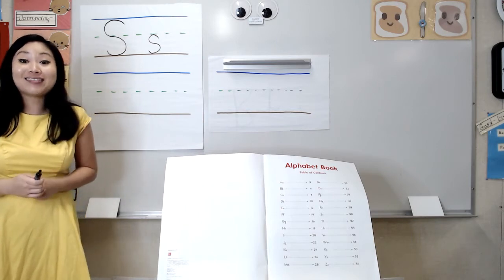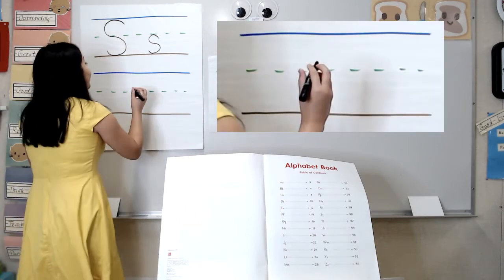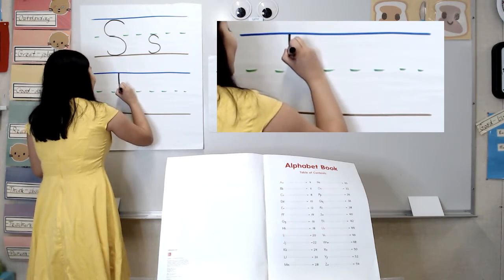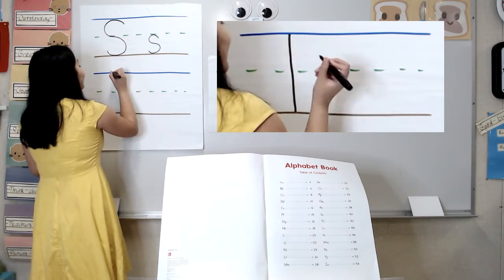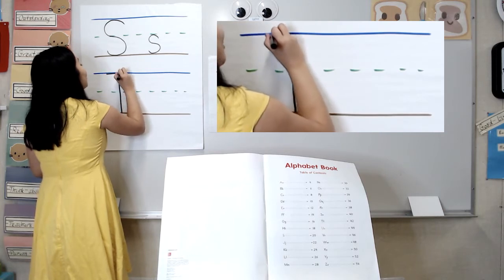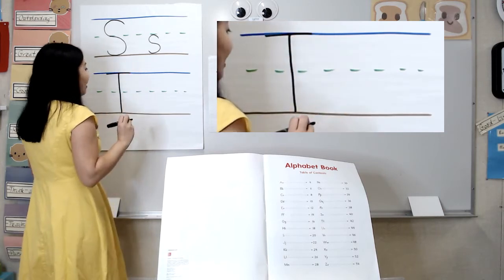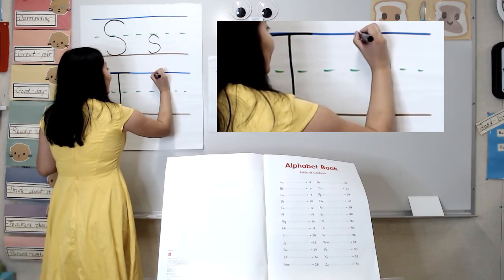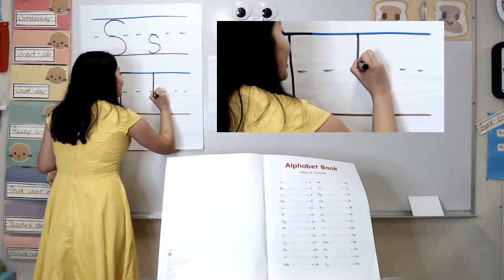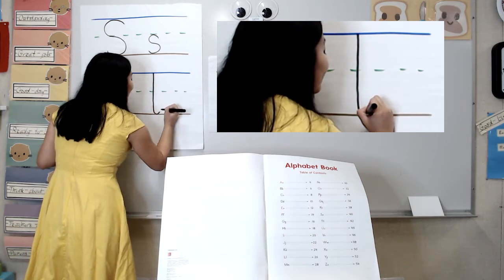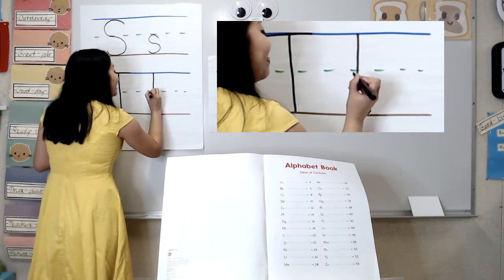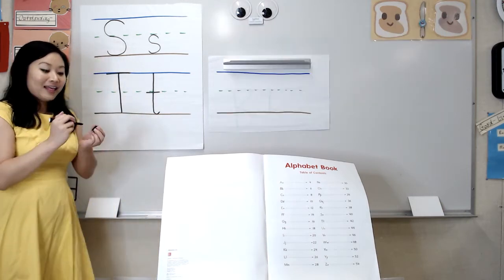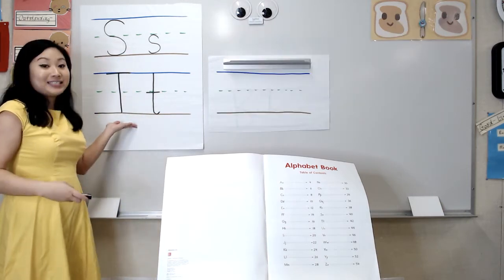I'm going to write the letter T. For the letter T, I start in the sky, vertical line down, and then horizontal line across the sky. For lowercase t, I start in the sky, straight down, and a tail on the ground, and then a horizontal line across the grass. This is the letter T.